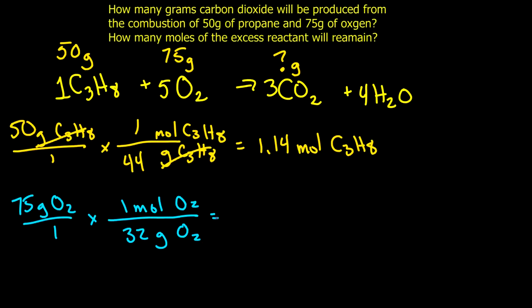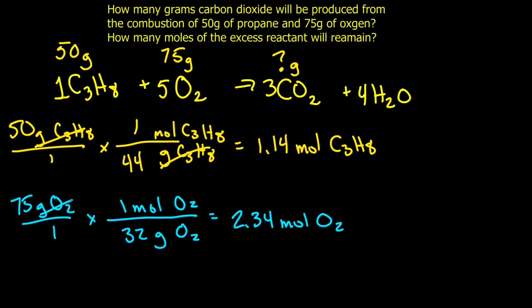So 75 divided by 32 is 2.34. 2.34 moles of oxygen. It's moles because grams canceled out. Now I definitely have more moles of oxygen than I do propane, but that does not mean it's the limiting reactant, nor does it mean it's the excess. The balanced equation tells us that. So let's look at that real quick.